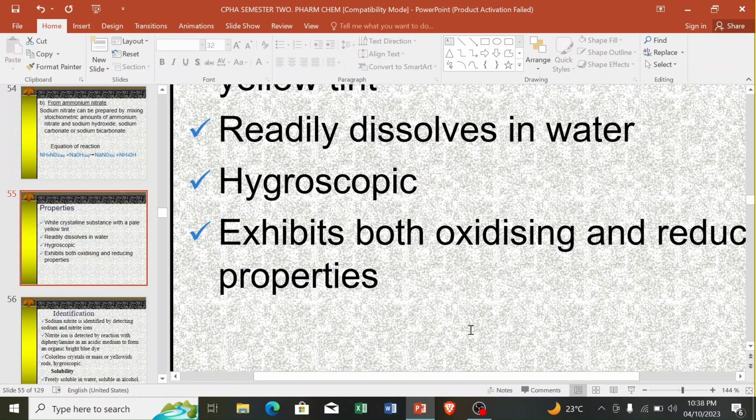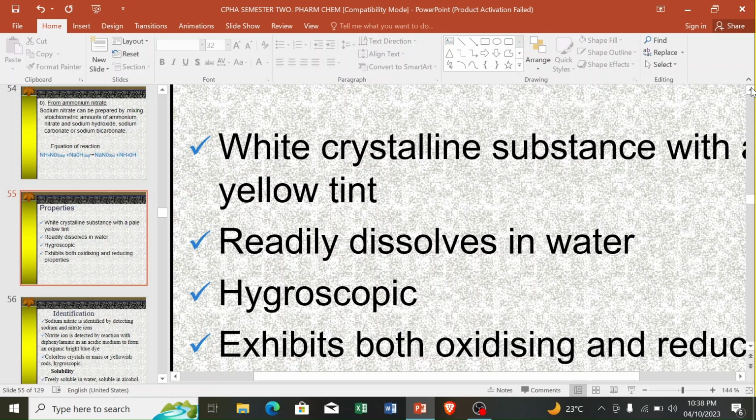It readily dissolves in water, because the other property we have already looked at, where we said a white crystalline substance with a yellow tint, and then it readily dissolves in water. And then we see that it is hygroscopic, meaning it absorbs water from the surroundings. So when we leave it open, that's why we say that the cover is black, so that it does not allow any light or water in. That is why we see that it had a black lid, a cover.